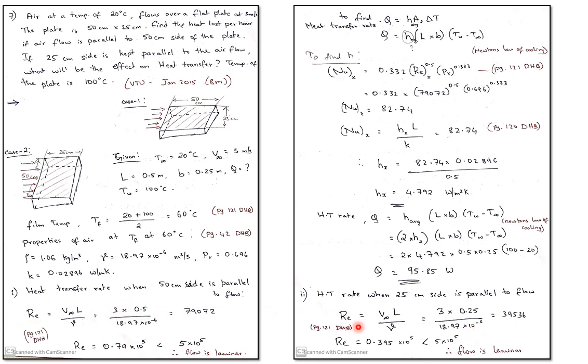In the first case, we need to find the Reynolds number, V infinity into L by nu. So 3 into 0.25, this is the only change here. You will be getting Re. Check whether Re is greater than or less than 5 into 10 raised to 5. If it is less than 5 into 10 raised to 5, you can decide the flow is laminar.